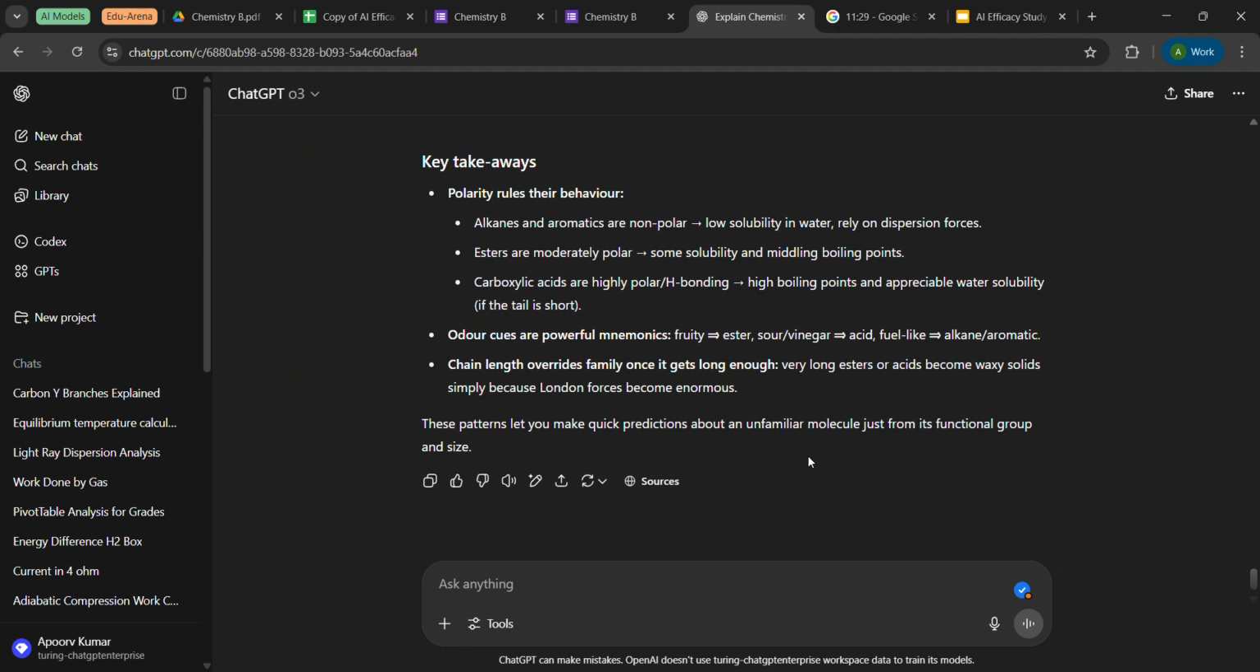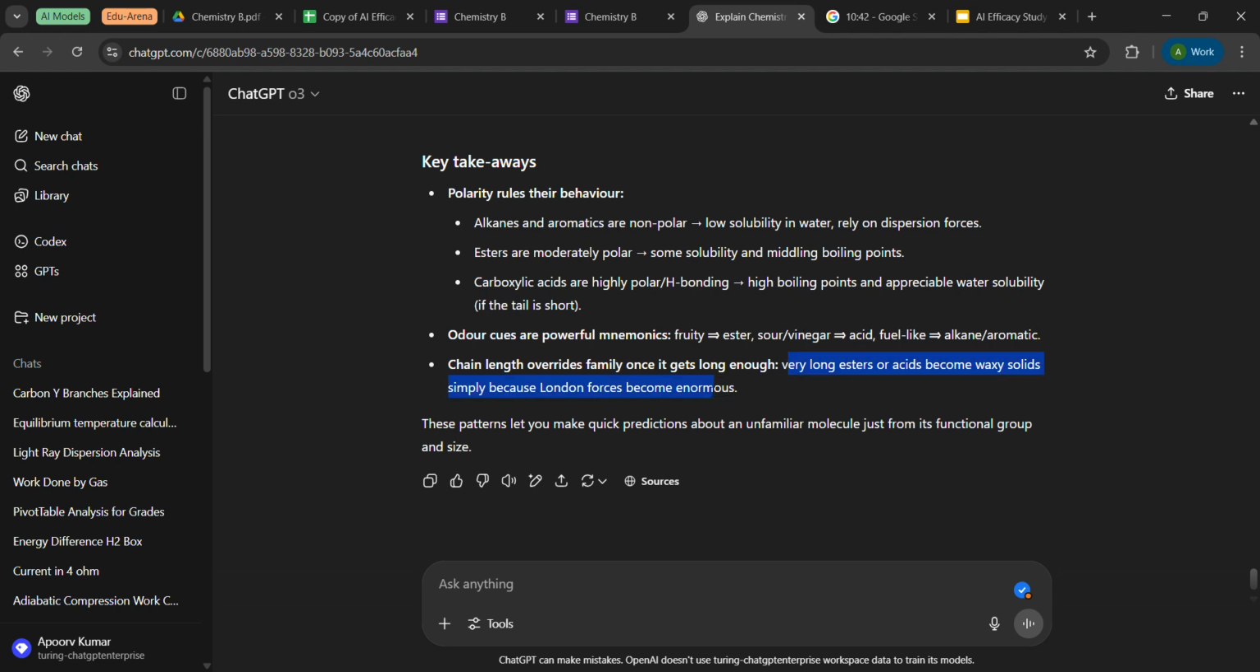Key takeaway: polarity rules their behavior. Alkanes and aromatics are non-polar, with low solubility in water, and rely on dispersion forces. Esters are moderately polar, so they can be soluble. Acids are highly polar, so they are water soluble. Odors are powerful mnemonics: fruity ester, sour vinegar acid, fuel-like alkane, aromatic. Chain length overrides family once it gets long enough. A very long ester or acid becomes a waxy solid.